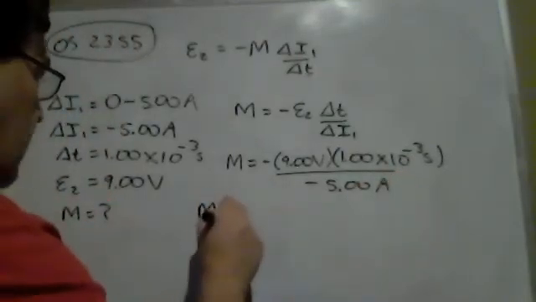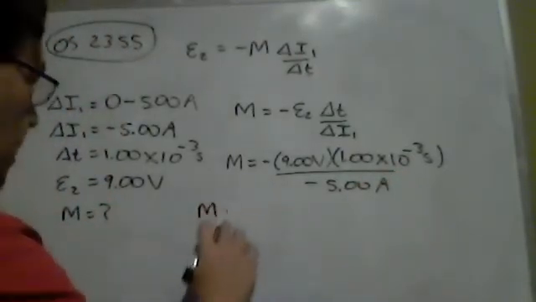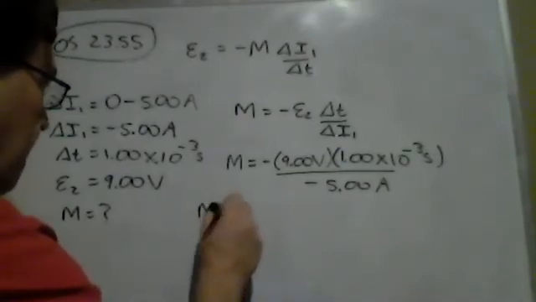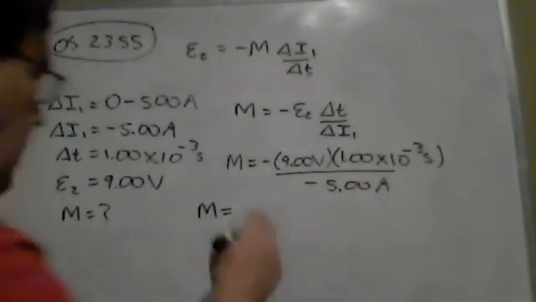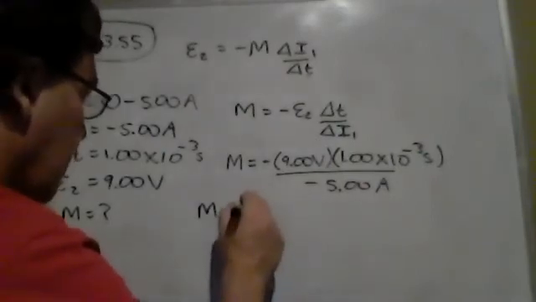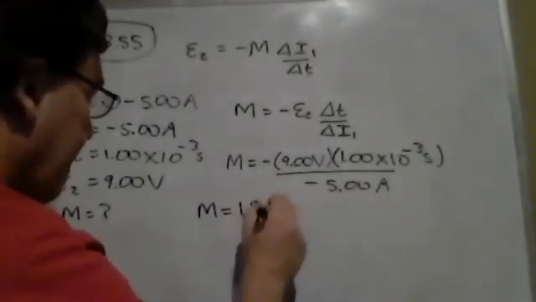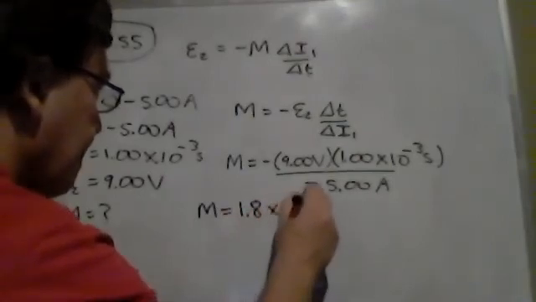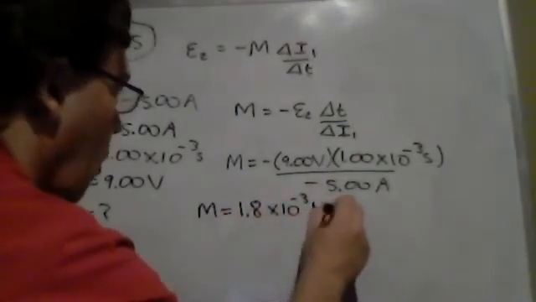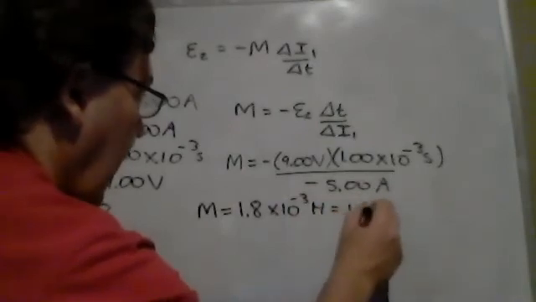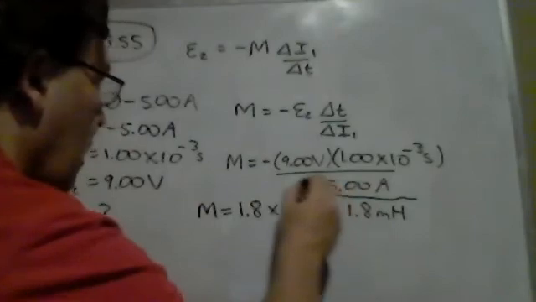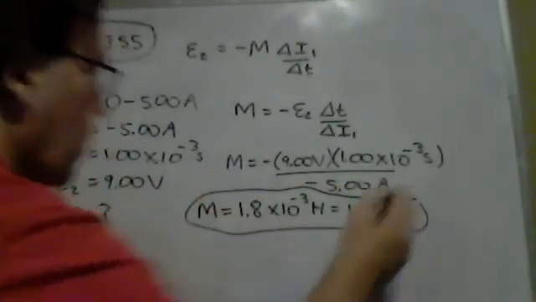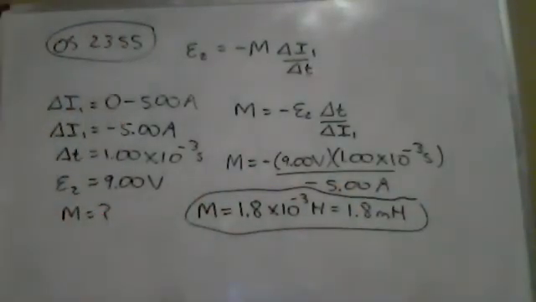So the mutual inductance of this 2-coil arrangement will be 1.8 times 10 to the negative 3 henries, or 1.8 millihenry. That is the mutual inductance of this 2-coil arrangement.